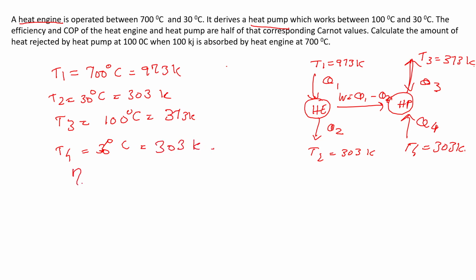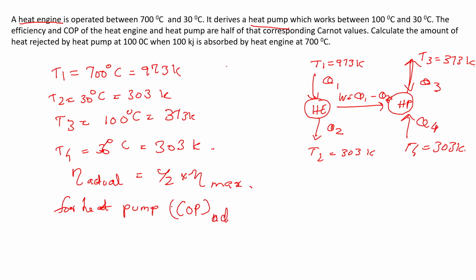Now efficiency, that eta actual efficiency, you can give it as half of the eta max. Similarly, for a heat pump, COP actual value will be half of the COP maximum. So it's given in the question. Now Q1 is 100 kilojoule is given. You have to calculate Q3. So these are the things given in the question.